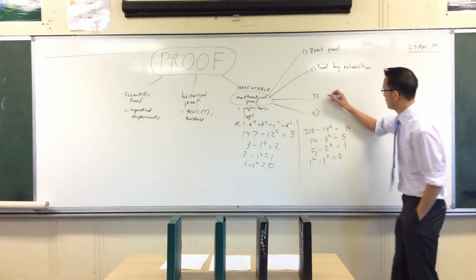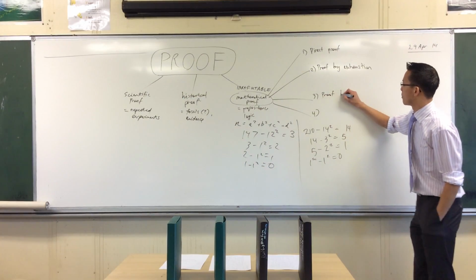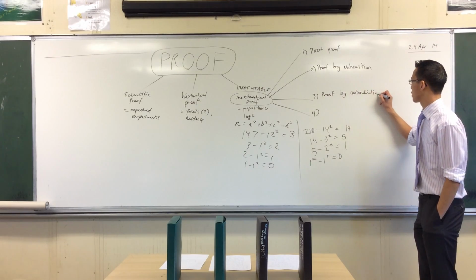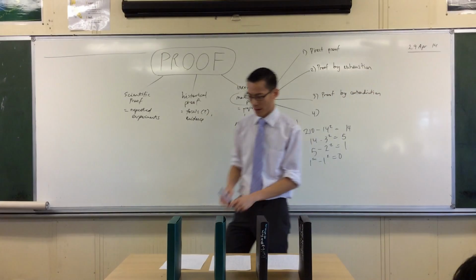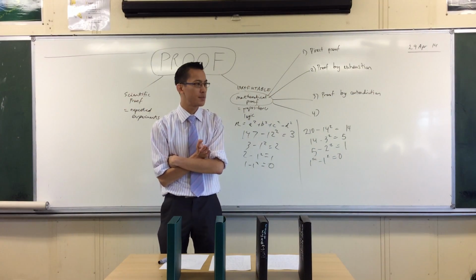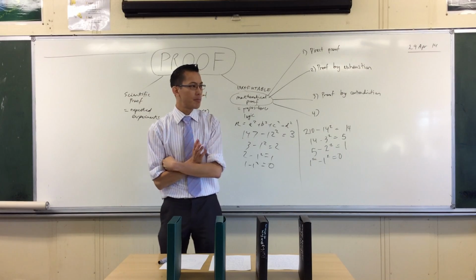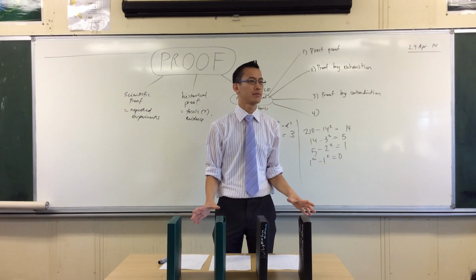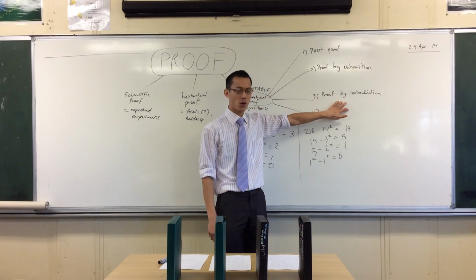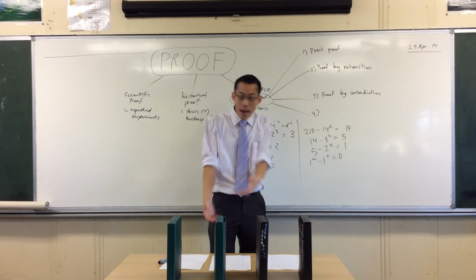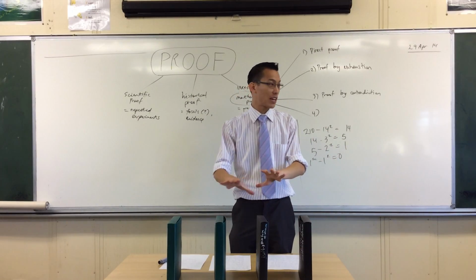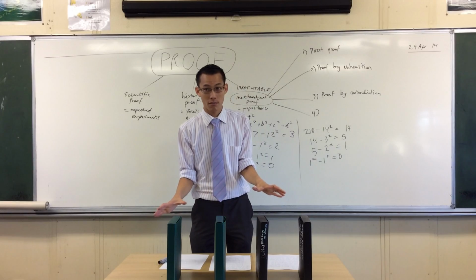All right, number 3. Not a very common one, but proof by contradiction. Now, how does proof by contradiction work? What did I set out to prove before? That all of the boxes can be pushed over. So proof by contradiction assumes, or considers rather, what would happen if that weren't true? What would happen if these boxes actually all couldn't be pushed over?